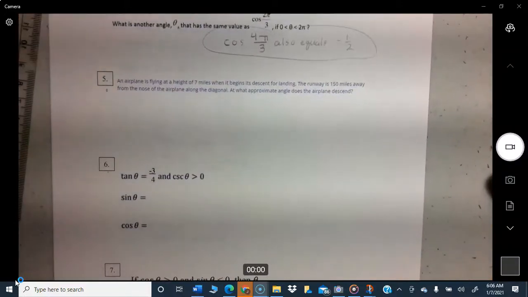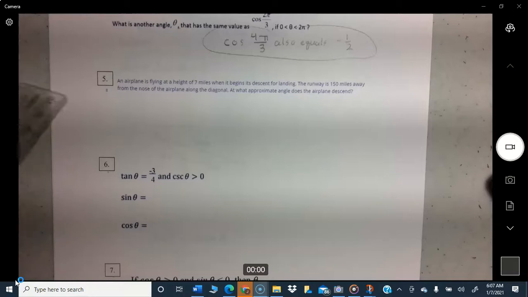All right. A plane is flying at a height of 7 miles when it begins to descend for landing. The runway is 150 miles away from the nose of the airplane along the diagonal. At what approximate angle does the plane descend?